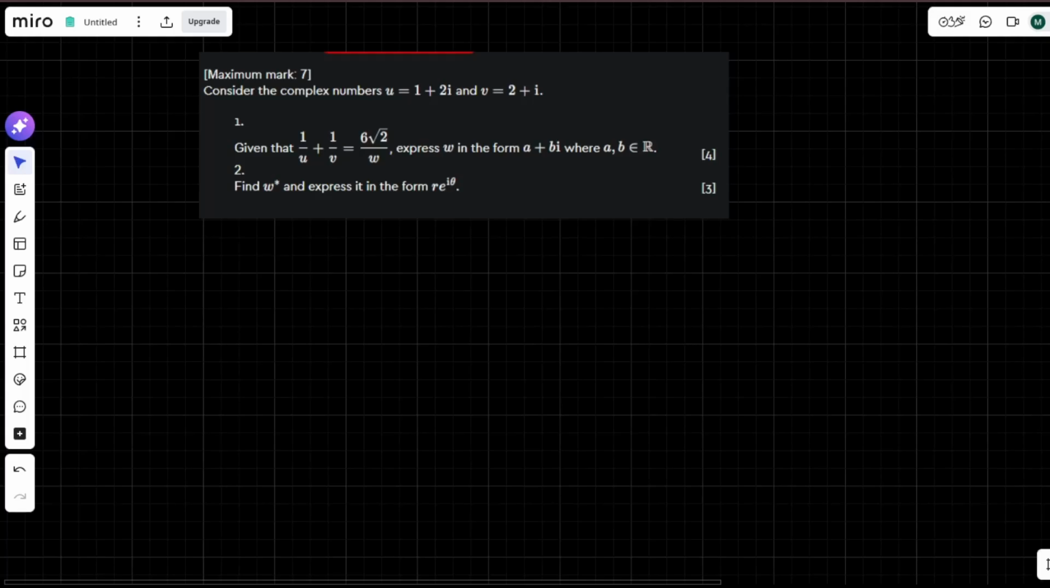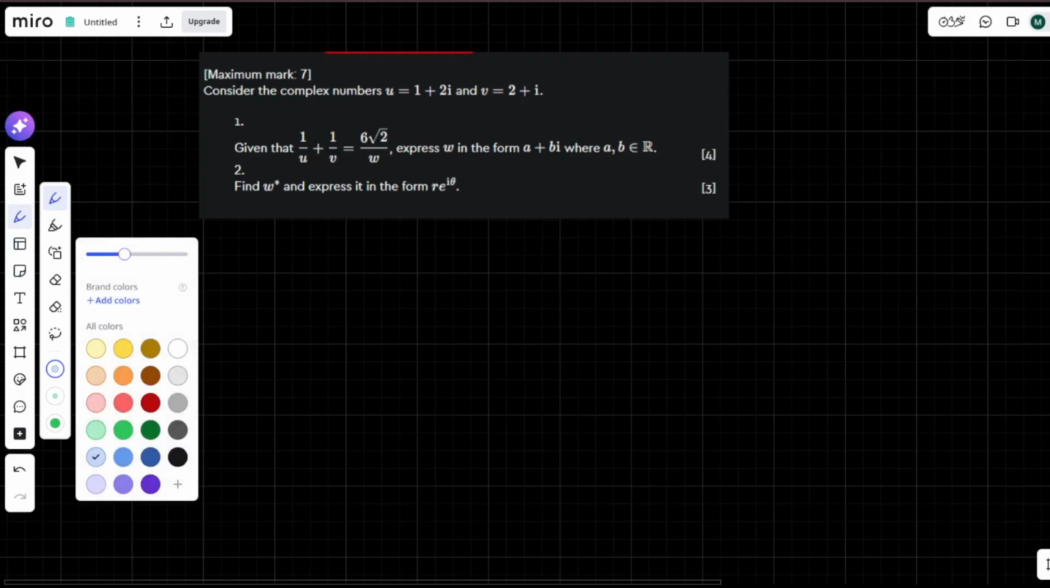Hello everyone. Today we're looking at complex number problems from IB Maths Higher Level. So we're just going to dive into the problems. I've not seen this before, so we're just going to work through how to solve it together.